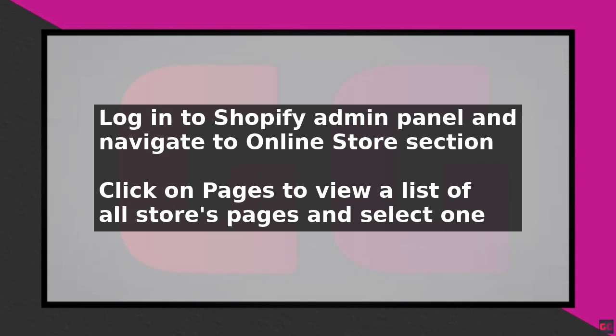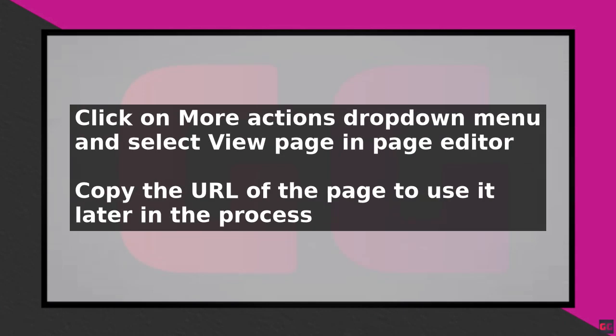First, log into your Shopify admin panel and navigate to the online store section. From there, click on Pages to view a list of all your store's pages. Next, click on the page you want to password protect, or create a new one by clicking the Add Page button. In the page editor, click on the More Actions drop-down menu and select View Page.